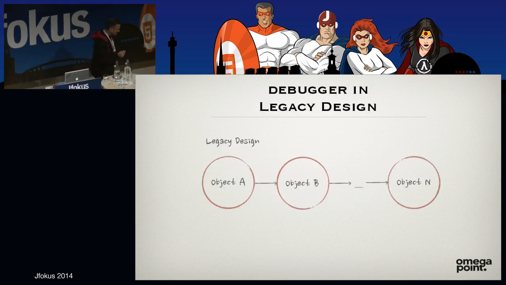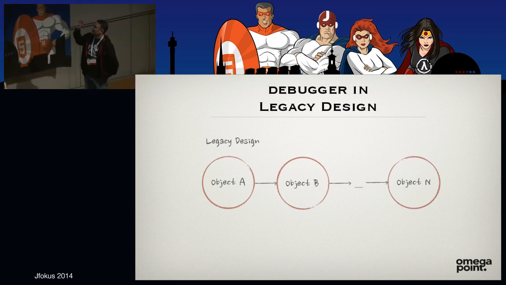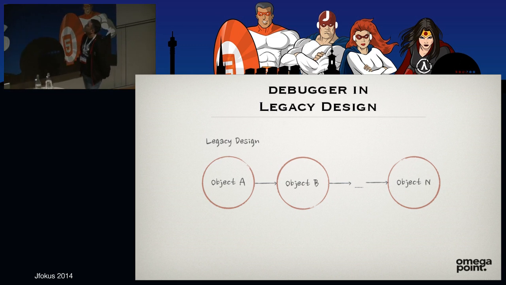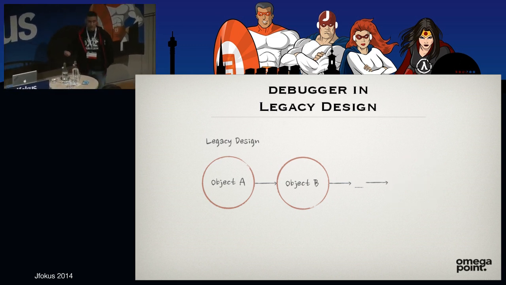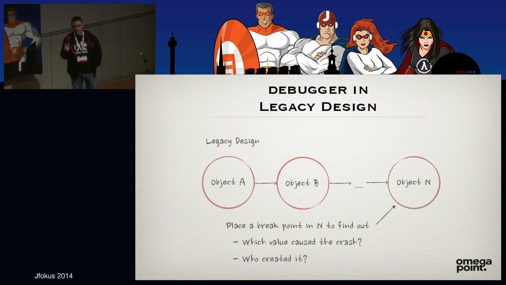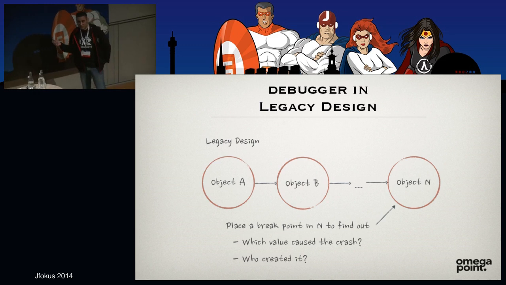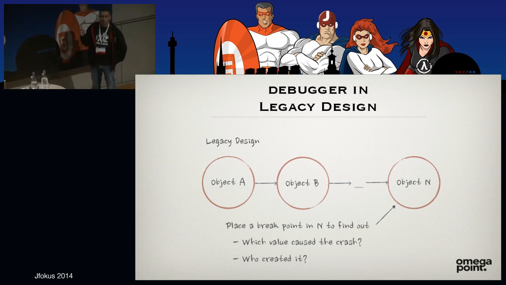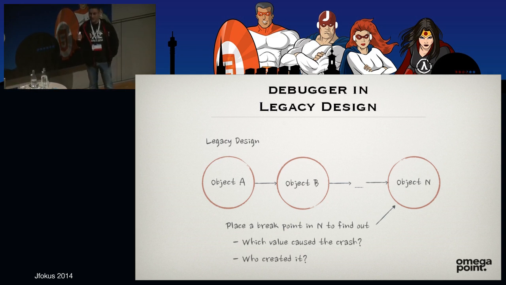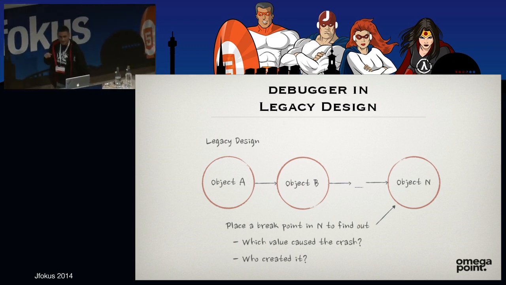So in the legacy environment, we would have a scenario like this, right? We have these objects A, B to N, and in this chain of invocation, something terrible goes wrong in object N. What do you do? Well, you place a breakpoint in object N. When you do that, you're asking yourself two questions. The first one is, which value caused the crash or the strange behavior? And when you know that, you ask, who created it? It's sort of like the blame game. In the legacy environment, that is fine, because the debugger gives us the call stack. You can actually see this.